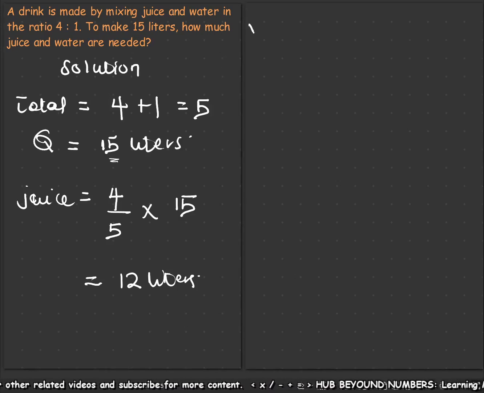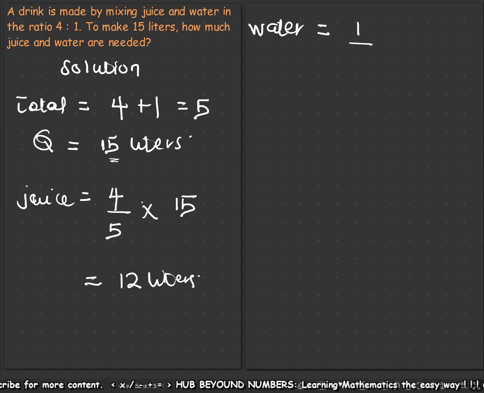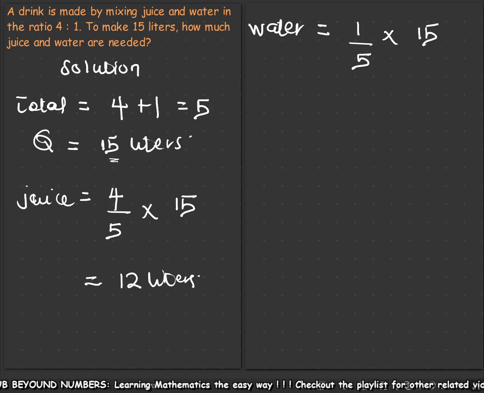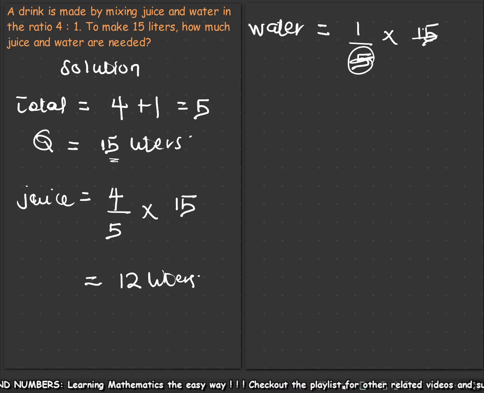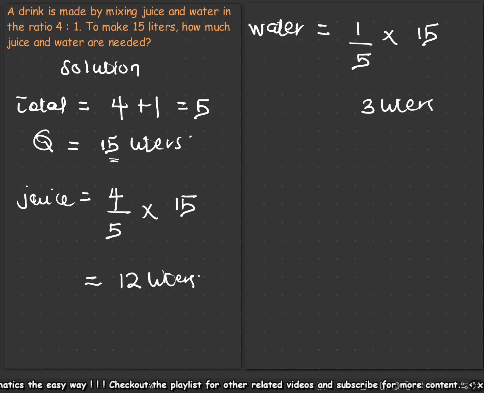So we have the part for water. That is going to be what? The ratio of water, which is 1, all over that of 5, which is our total, right? Then times 15. So 5 here divides 15 3 times. And 3 times 1 gives us what? 3. Hence, we need what? Just 3 liters of water.